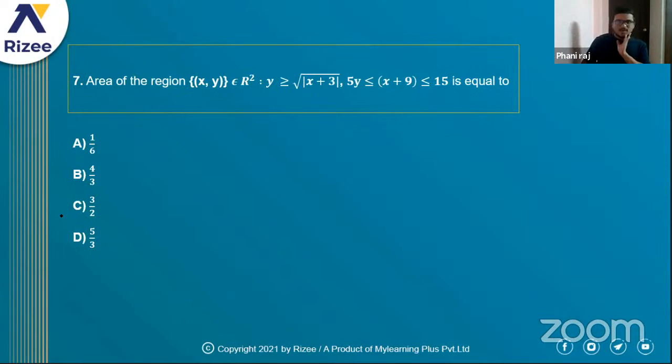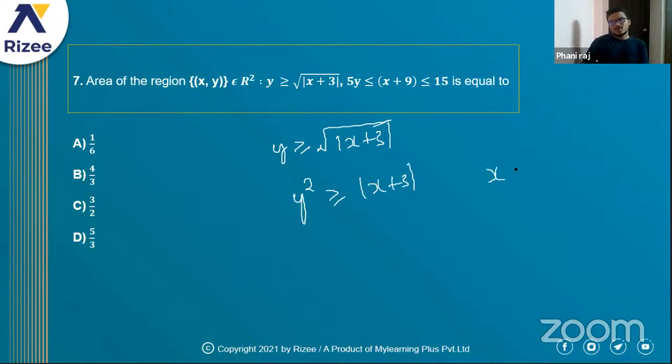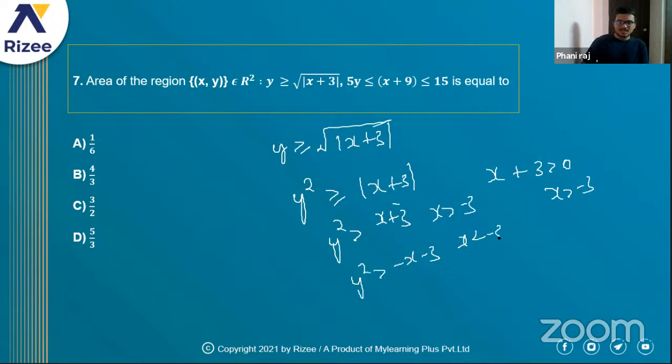Now, seventh problem, it's a bit complicated, but anyway, (x, y) satisfies all these conditions. So we'll first decipher what those conditions mean. Firstly, when you take y greater than or equal to the square root of |x + 3|, what do you mean? y² is greater than or equal to |x + 3|. Suppose x + 3 is greater than 0, or x is greater than -3, then y² is greater than x + 3. So y² is greater than -x - 3 for x less than -3.